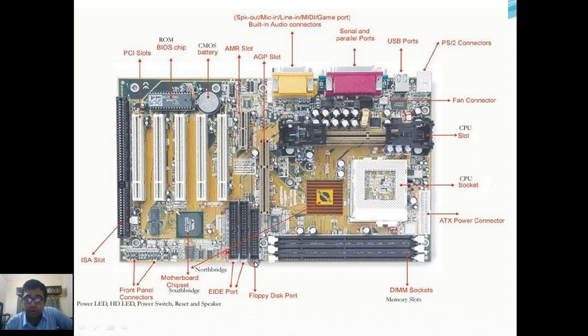This is the floppy disk port. This is the IDE port. This is the motherboard chipset. This is the South Bridge. These are the front panel connectors. It's an ISA slot. So from the next lecture we will get to know the different kinds of serial and parallel ports, USB ports, the ISA slot, and how the PCI slot works. All these things will be discussed.